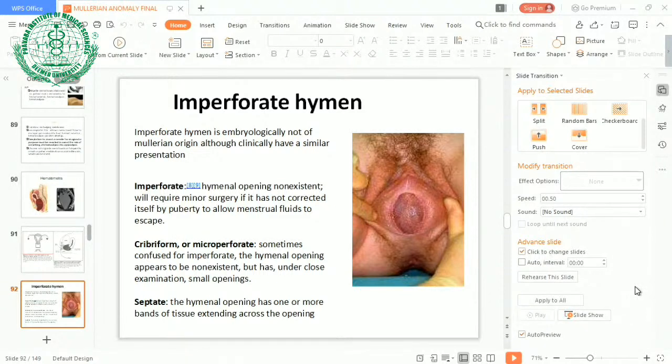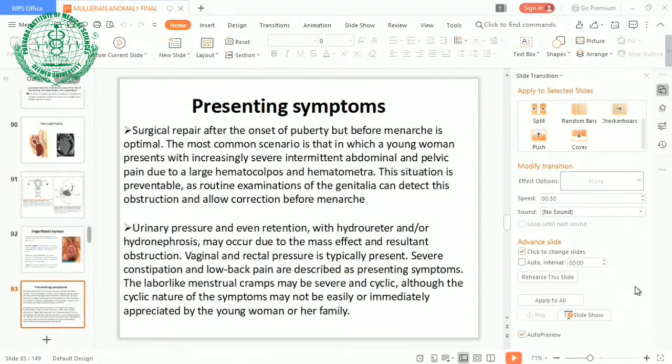There may be cribriform or septate hymen. Surgical repair is advised after the onset of puberty, but before menarche is optimal. The most common scenario is that in which a young woman presents with increasingly severe intermittent abdominal pain and pelvic pain due to the large hematocolpos and hematometra. This situation is preventable, as a routine examination of the genitalia can detect this obstruction and allow correction before menarche.